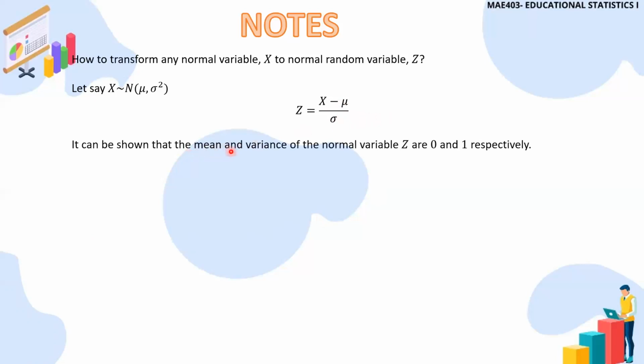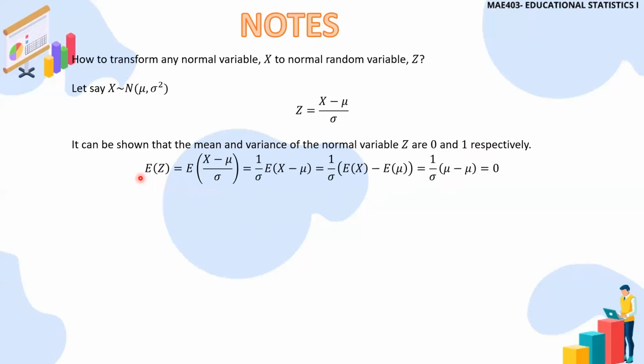It can be shown that the mean and variance of the normal variable Z are 0 and 1 respectively, as below. Let's say the expectation of Z is the expectation of X minus mu divided by sigma. By factorizing 1 over sigma, you will have the expectation of X minus mu. So mean minus mean is 0. Multiply with 1 over sigma, then you get the mean is 0.